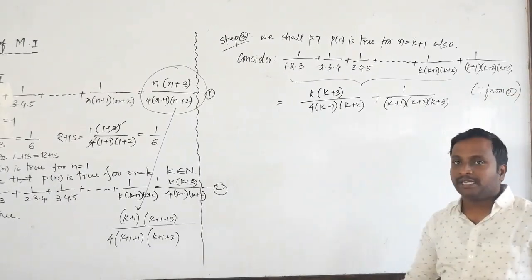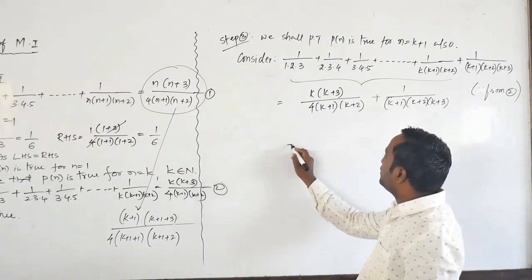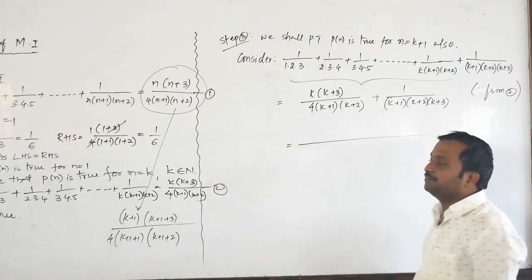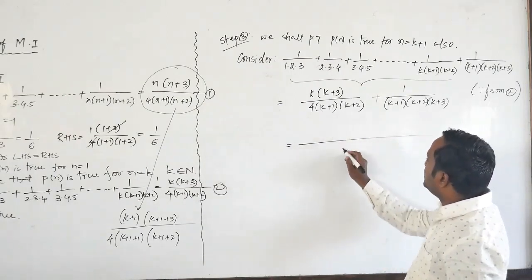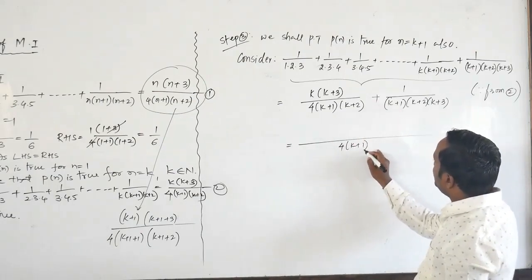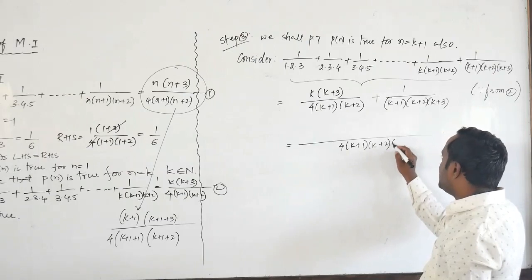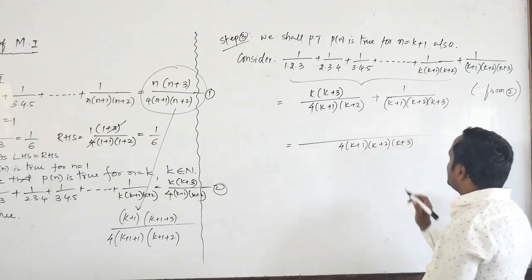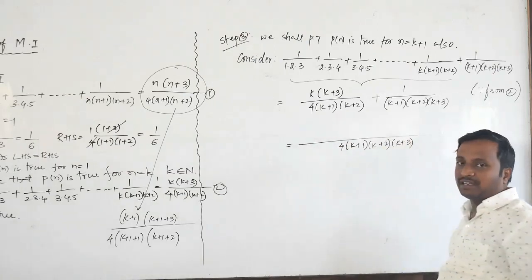From 2 I have written it. So now, to simplify, what do we do? Take the LCM. What is the LCM? 4 is the LCM here, k plus 1 is the LCM, k plus 1, k plus 2 and as well as k plus 3. Yes, we can write this.